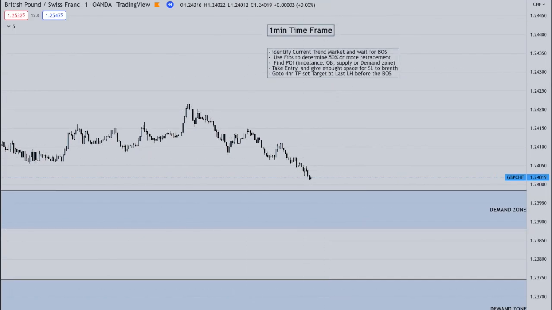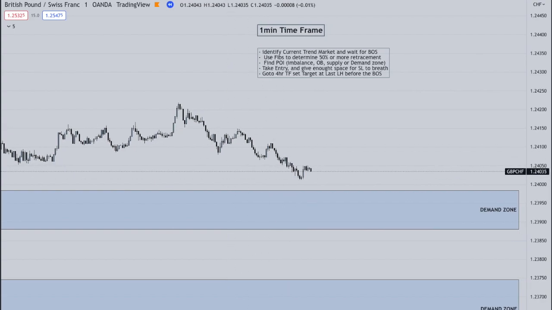Okay, so let's go ahead and see. We identify the current trend. We can see we have a high, lower low, lower high, lower low, lower high. So let's see what price is going to do.